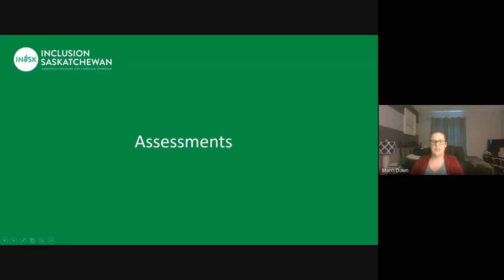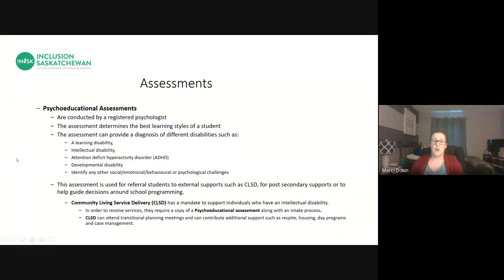The next piece is the assessment piece. Assessments are really important for getting the supports and services set up before the student leaves high school. There are two main assessments that I'll go over here for you. The first one is the psychoeducational assessment. This one is conducted by a registered psychologist. It shows a lot of teenagers and children the best style of learning for them, which is very helpful, especially in a school setting, but even afterwards, for setting up supports and services.